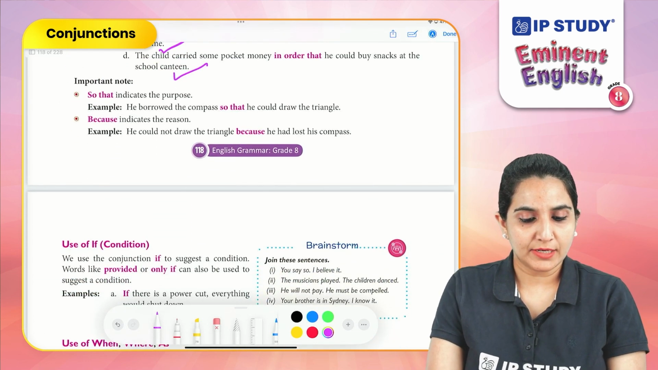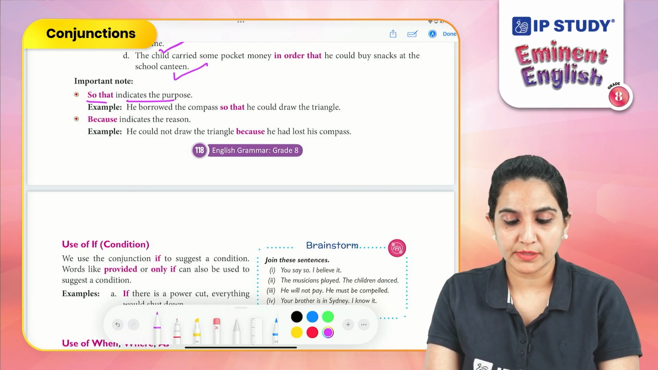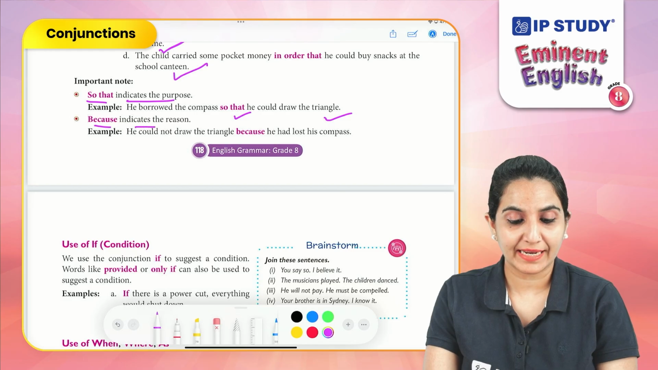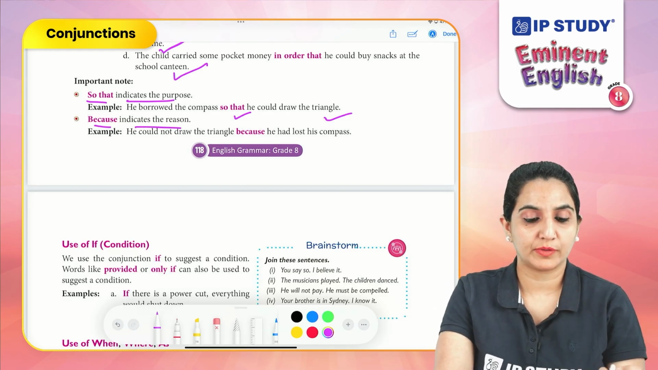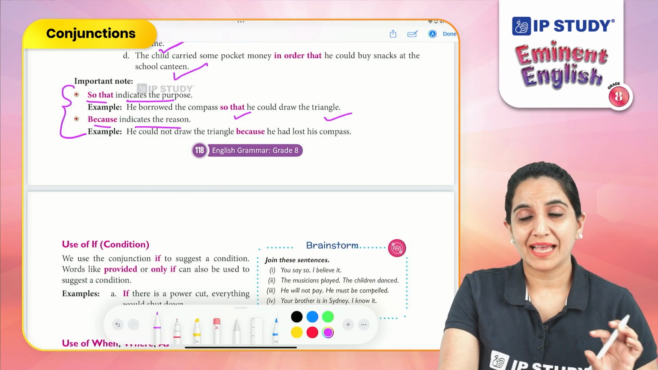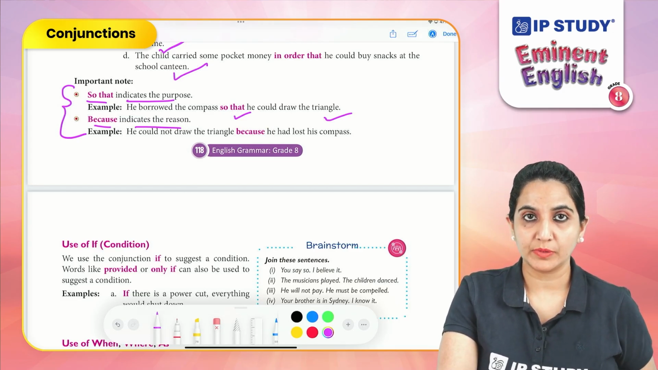Let us understand: so that indicates the purpose. He borrowed the compass so that he could draw the triangle. Because indicates the reason. So that's the difference between these two conjunctions: so that states the purpose, because states the reason of doing something.